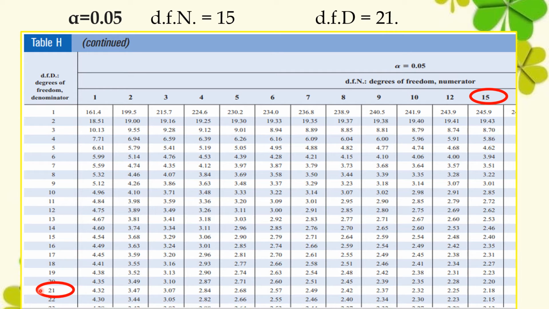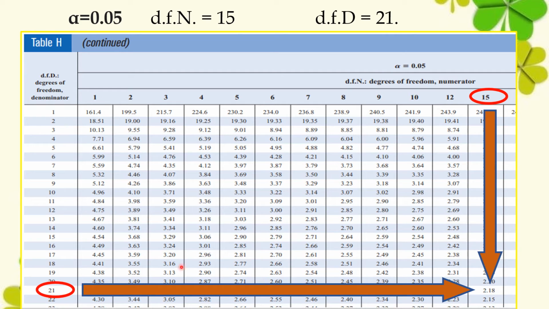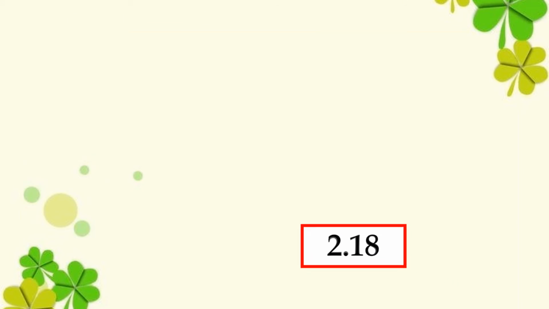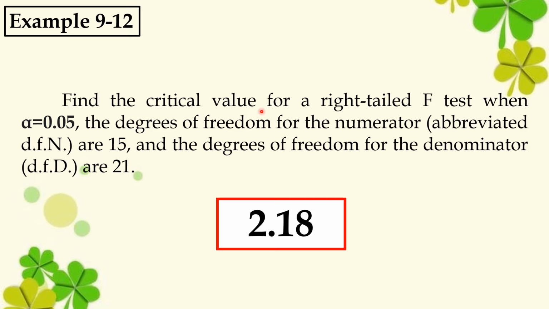Then we're just going to find out where they cross, which is in 2.18. Therefore, the critical value is 2.18. Or the critical value for a right-tailed F-test when alpha is equal to 0.05, the degrees of freedom for the numerator is equal to 15, and the degrees of freedom for the denominator is equal to 21 is 2.18.